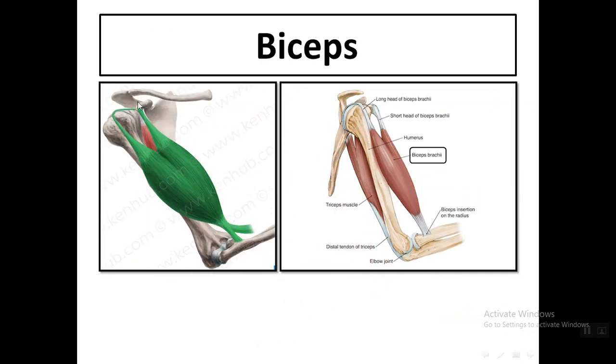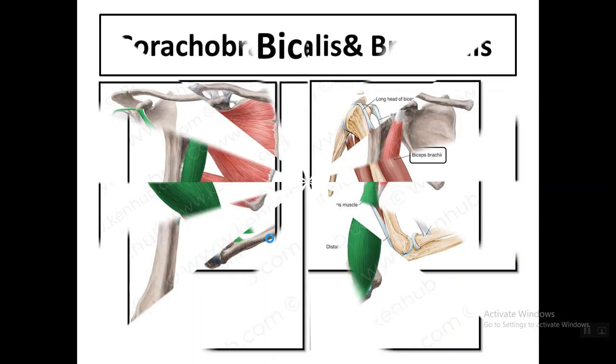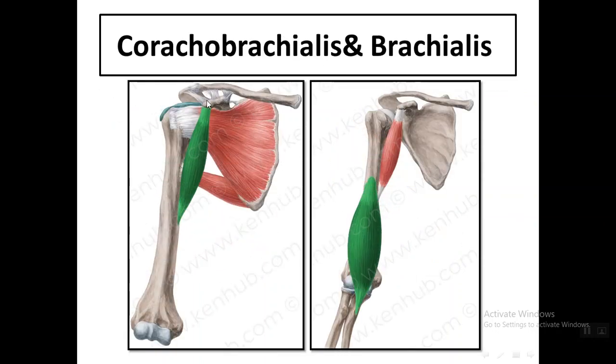This is the biceps, taking origin with the short head from the coracoid process and the long head from the supraglenoid tubercle, and its insertion is to the bicipital tuberosity of the radius. This muscle is regarded as a strong flexor and supinator of the forearm. Coracobrachialis originates from the coracoid process and is inserted to the humerus medially, and this is the brachialis, originating from the shaft of the humerus and inserted to the coronoid process of the ulna.